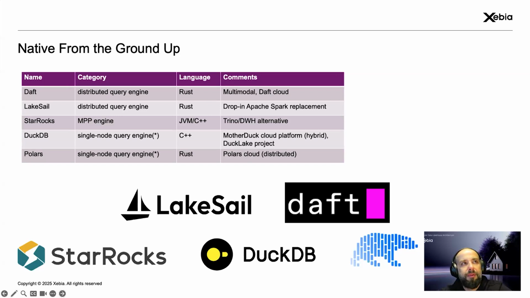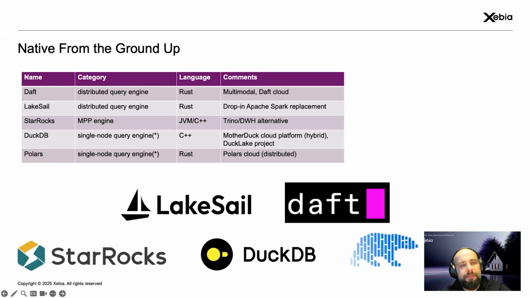They support multimodality, meaning that you can not only store text or numbers, numeric values, but you can also store images. You can store, for example, vectors or embeddings, so something that you can use for running your AI pipelines.